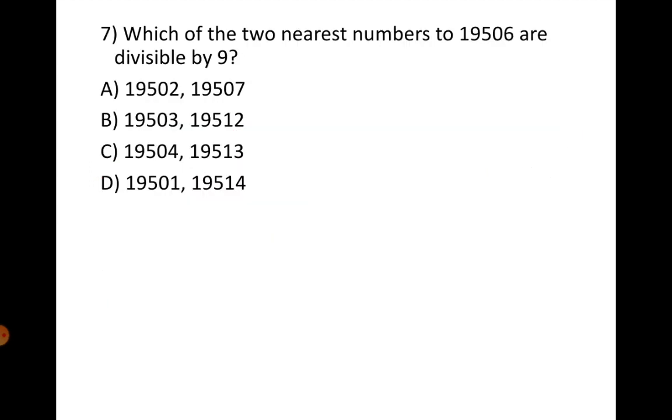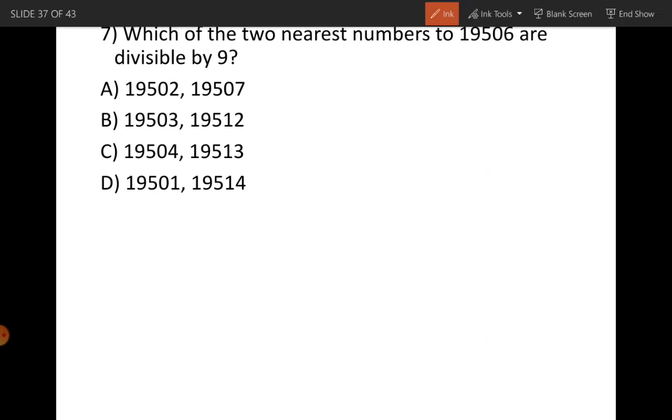Next question: which two nearest numbers to 19,506 are divisible by 9? Here what we can do is, if two numbers are divisible by 9, then at least there should be a gap of 9 between them.